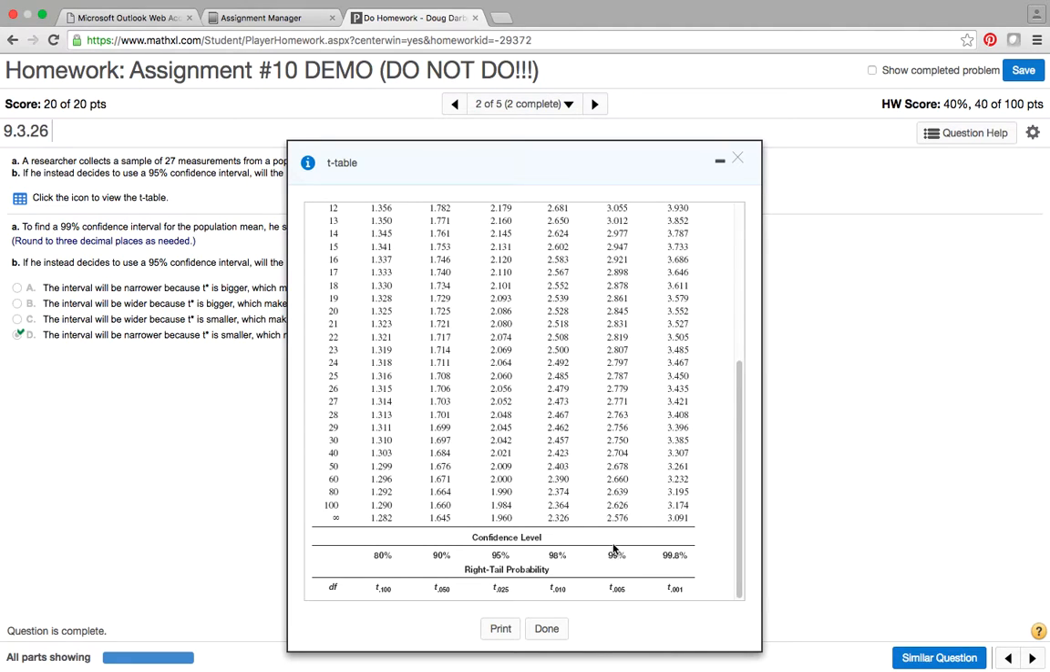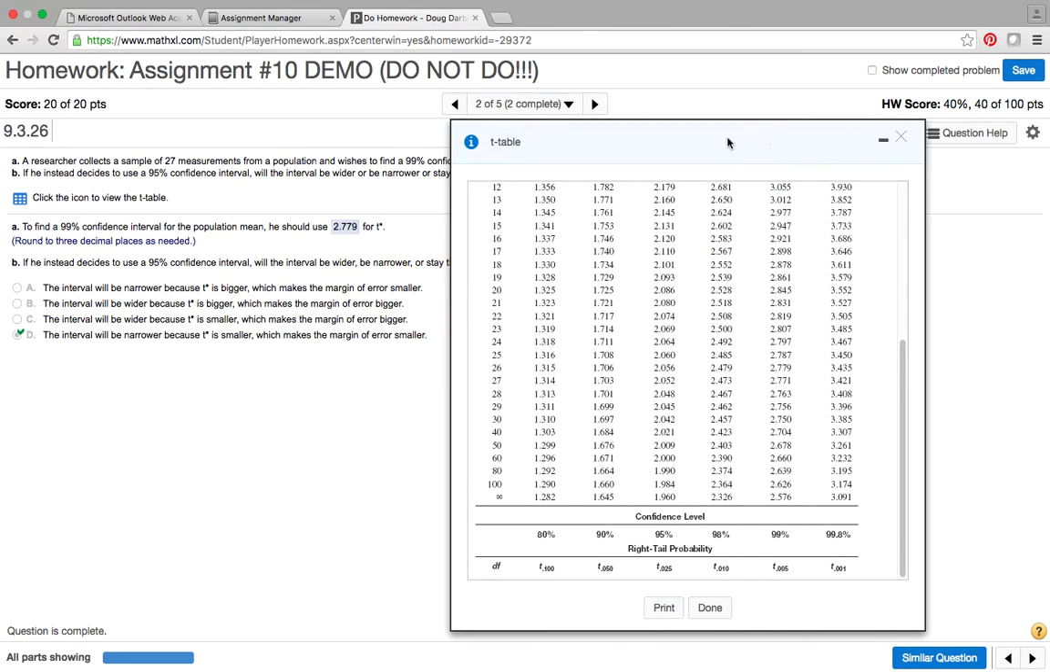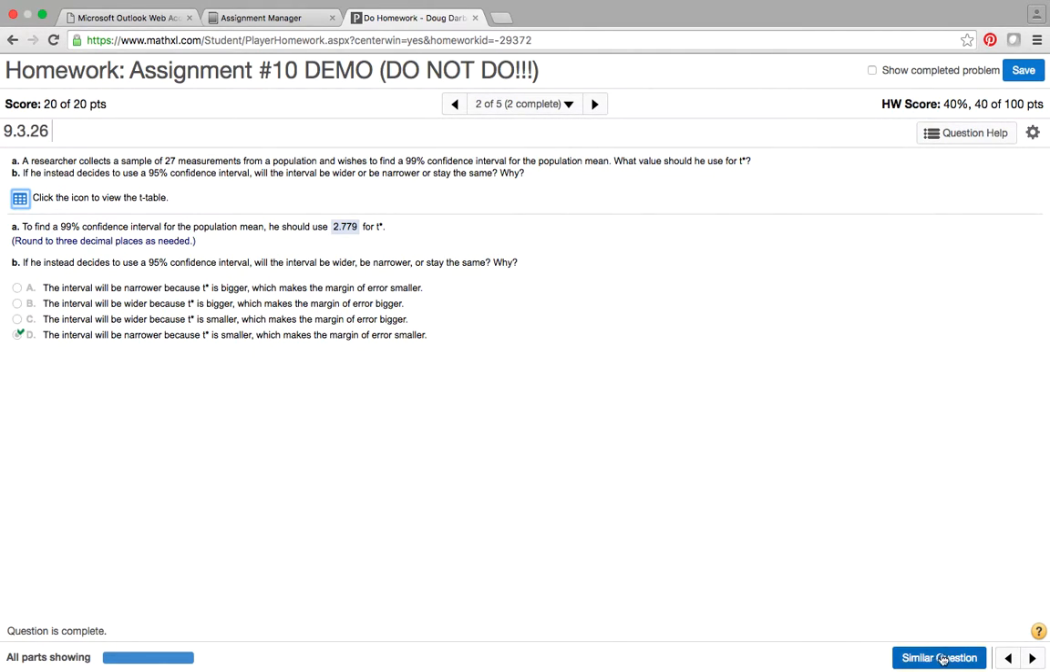So I come up to 26. Let's move that over. So I come up to 26. I come up to my confidence interval of 99%, and I see that I get 2.779. All right, yeah, it works. Whatever turns you on there, statistically. All right, gang, let's go to the next problem.